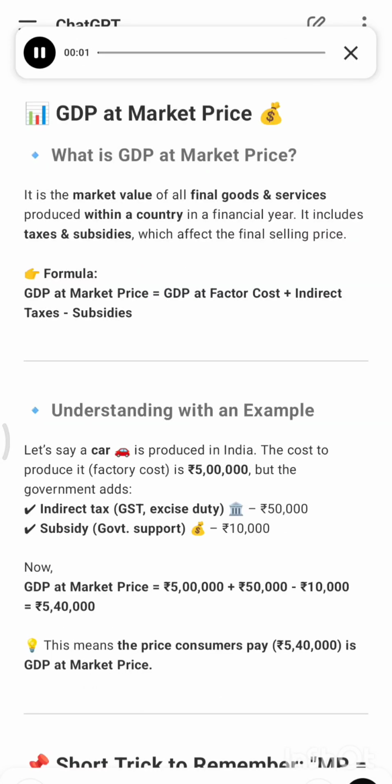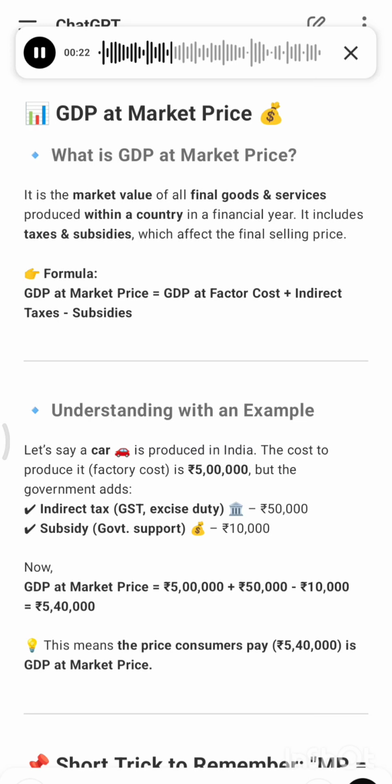What is GDP at market price? It is the market value of all final goods and services produced within a country in a financial year. It includes taxes and subsidies, which affect the final selling price. Formula: GDP at market price equals GDP at factor cost plus indirect taxes minus subsidies.